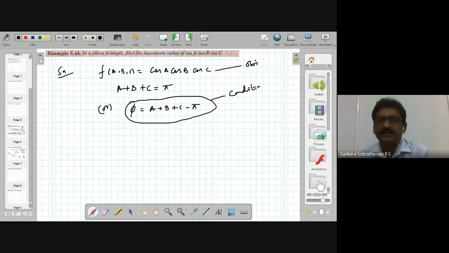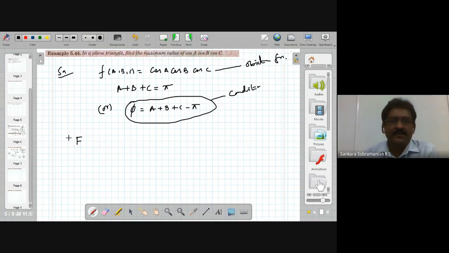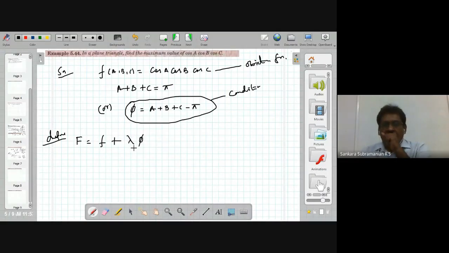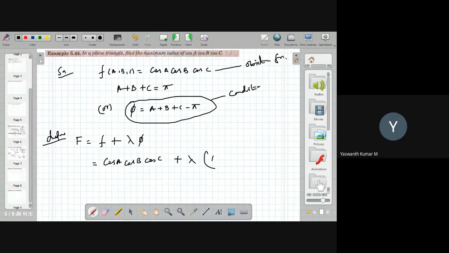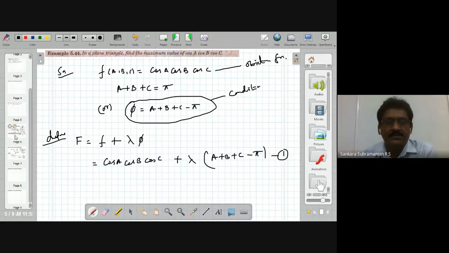And this is the objective function. So let us define capital F equal to the objective function plus lambda times the condition function, which is equal to cos A cos B cos C plus lambda times phi, that is A plus B plus C minus 180 degrees. This is your equation number 1.